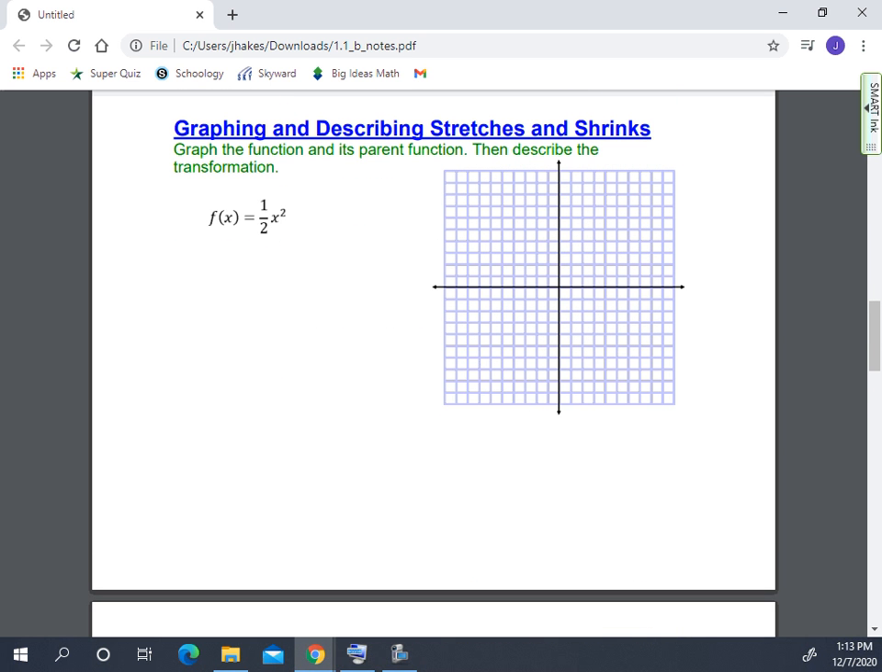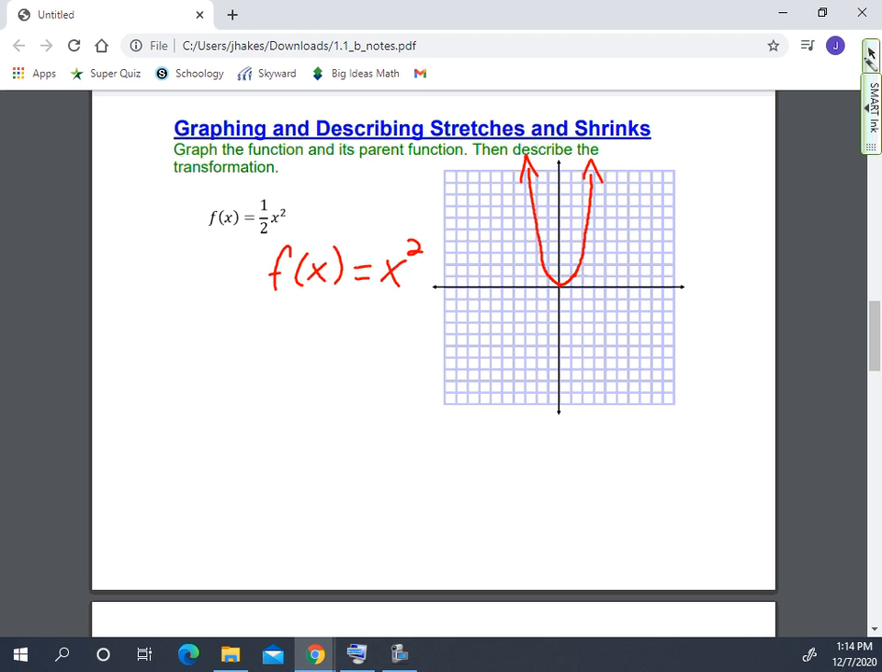Next function. So we want to graph our parent function and this function, and then describe the transformation. Well, I'm going to do this one a little different. Let's start with our parent function. What is our parent function? Remember, we have this x squared. Our parent function, f(x) equals x squared. Okay, and it made a U shape, something like this. Okay, there's our parent function.